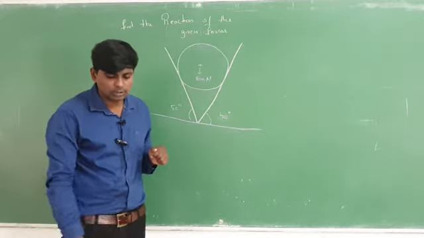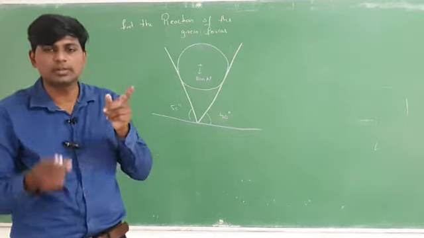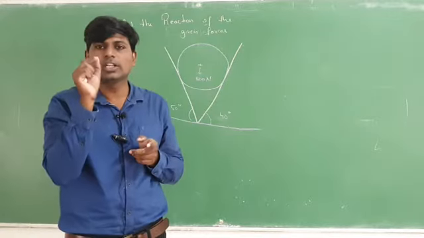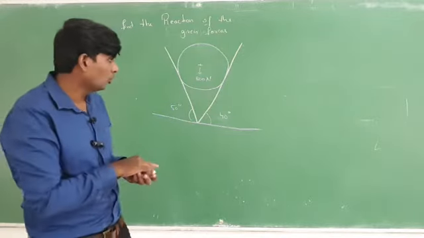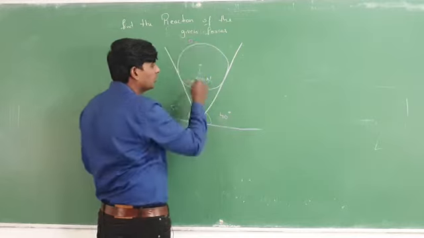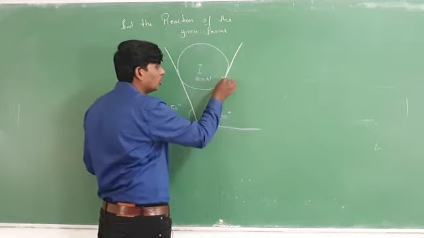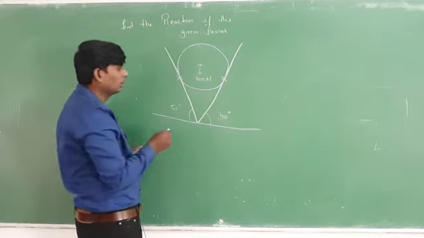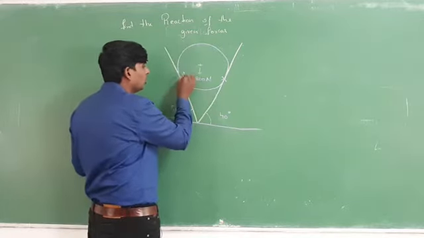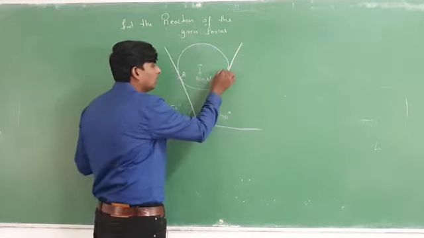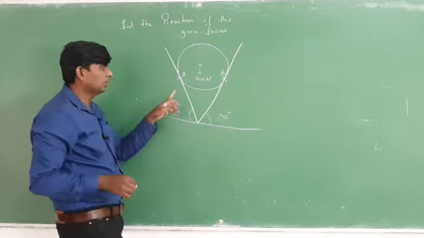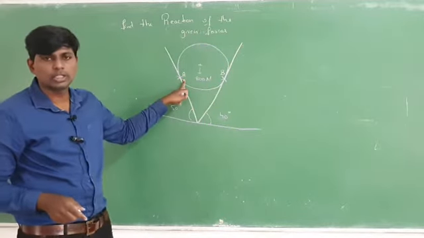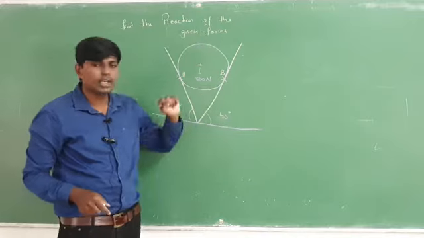Where you have to find out the reaction means wherever your sphere is touching. For this sphere, the total weight of the sphere will concentrate on this point and this point. So this one I will consider as point A and this one I will consider as point B.